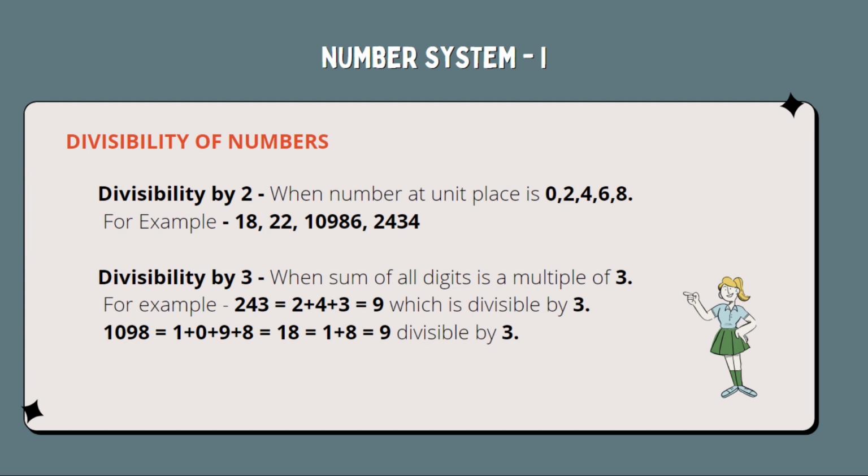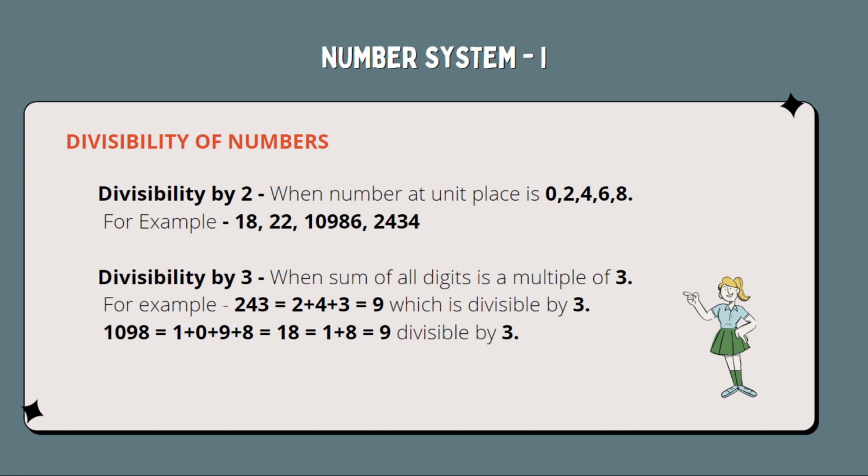Divisibility by 3. When the sum of all digits is a multiple of 3. Let's understand by an example. Suppose 243. If we have to find out whether 243 is divisible by 3 or not, simply we add 2 plus 4 plus 3. That is 9. And 9 is divisible by 3, which means 243 is divisible by 3.